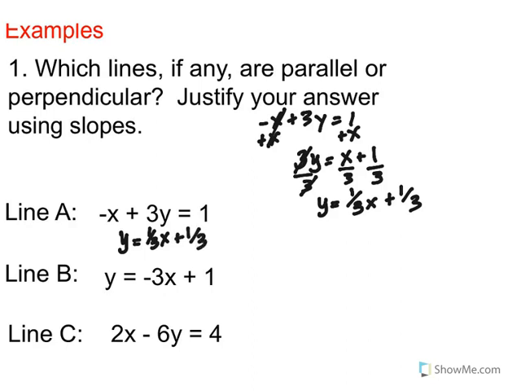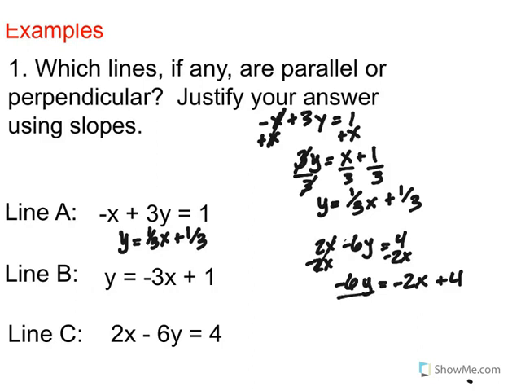Line B is already in slope-intercept form, so all we have left to do is to change line C. So we have 2x minus 6y is equal to 4. Again, subtract the 2x on both sides, get rid of the x's first. That gives me negative 6y is equal to negative 2x plus 4. Notice I always put the x variable in front because that's how it's written in slope-intercept form.